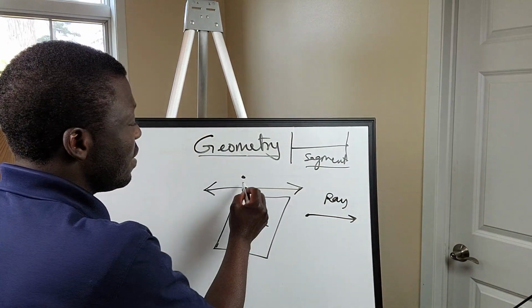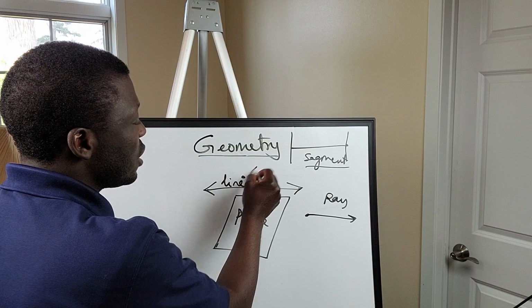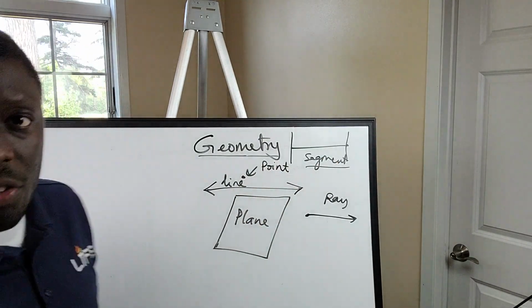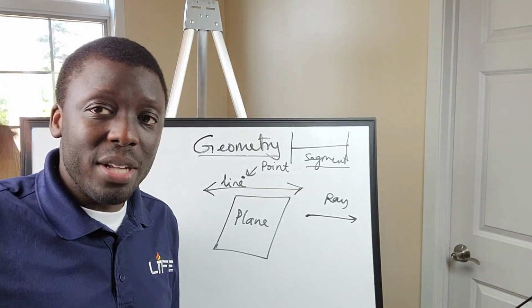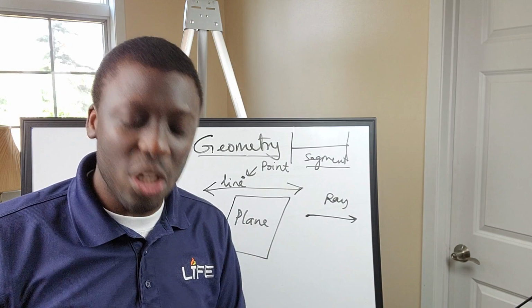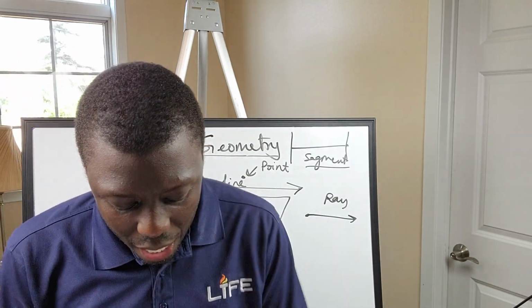That's a plane, this is a line, and this is a point. Okay? So those are some of the things to keep in mind: points, lines, and planes, segments, and rays. You'll see where all this comes together in a little bit.